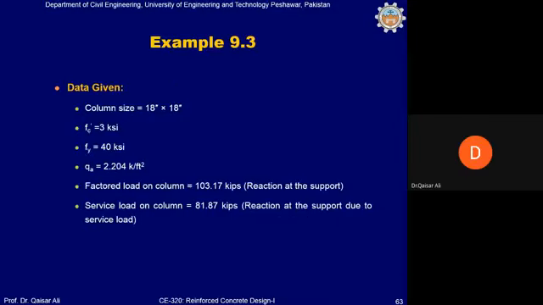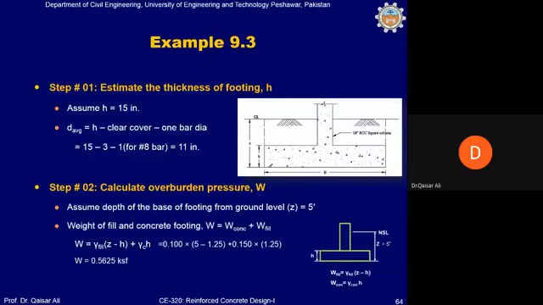Column size and everything has been given. First of all, you will assume the thickness of the footing. We assume this time a footing thickness equal to 15 inch, and 15 minus clear cover minus 1 bar diameter. This time we assume that the diameter of the bar will be 1 inch. So 15 minus 3 minus 1 is equal to 11 inch.